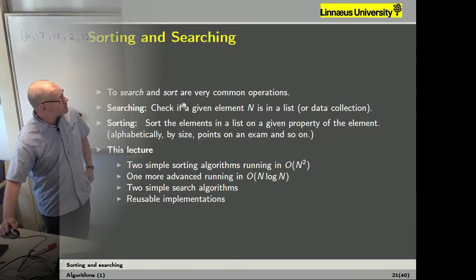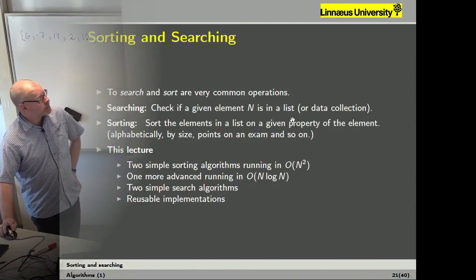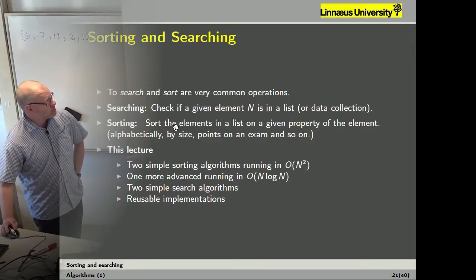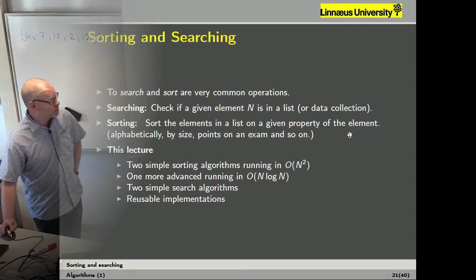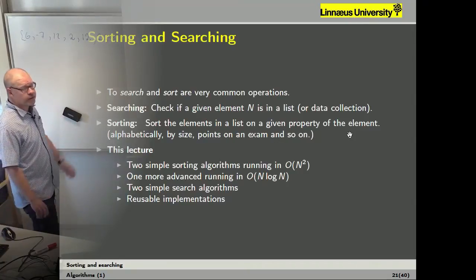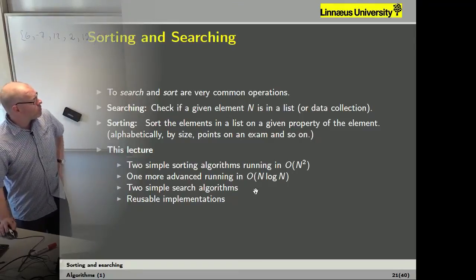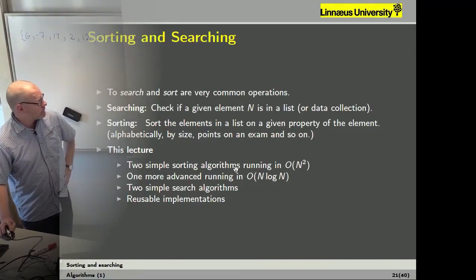Searching means check if a given element is in a list or a data collection in general. Sorting means sort them according to some property, alphabetically, by size, or whatever we are sorting it by. I will show two simple sorting algorithms, and one more advanced sorting algorithm that is slightly faster.